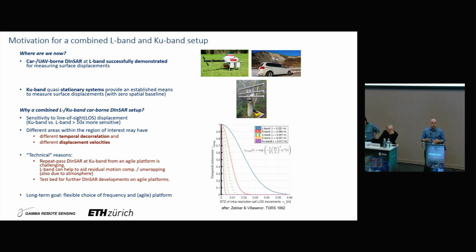If we can operate it simultaneously from the same setup on the car, we can, of course, try to benefit also from the two different frequencies. There are for sure different temporal decorrelation times and displacement velocity sensitivities with the two systems. And we are also interested in the technical aspect of it, because Ku-band InSAR is, of course, challenging, as we also see later. It is a technical thing we want to tackle because we want to be flexible in terms of having different frequencies for agile platforms such as these.